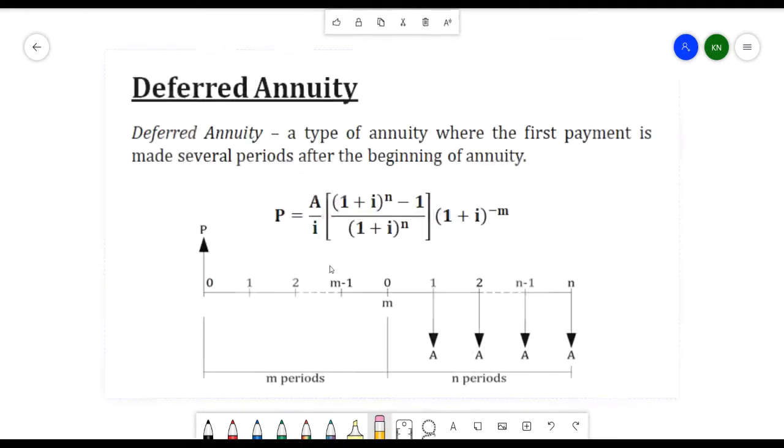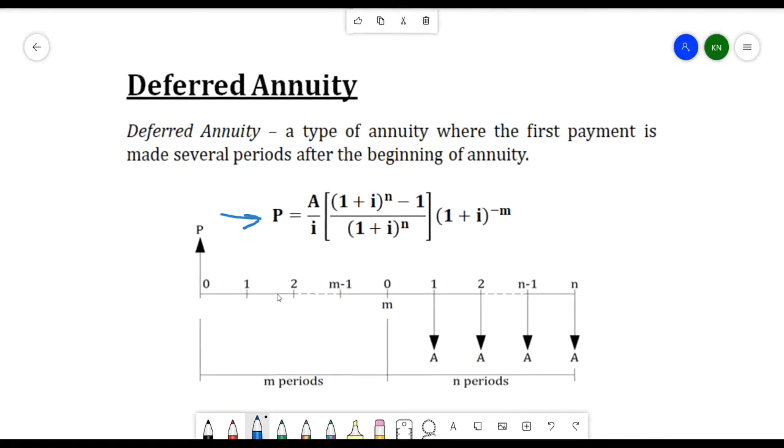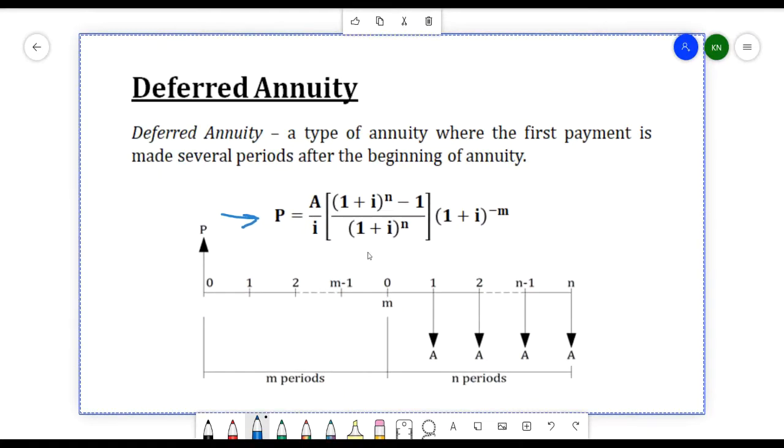Deferred annuity is a type of annuity where the first payment is made several periods after the beginning of the annuity. It is given by the formula P equals A over I times (1 plus I raised to N minus 1) all over (1 plus I raised to N) multiplied by (1 plus I) raised to negative M. You can see this cash flow is an example of a deferred annuity. For the next slide, we'll be discussing what the variables mean.